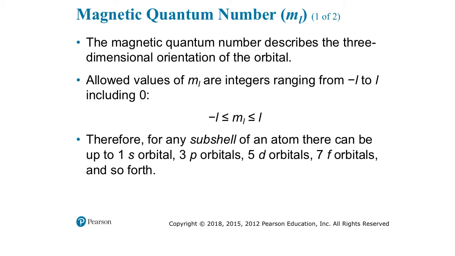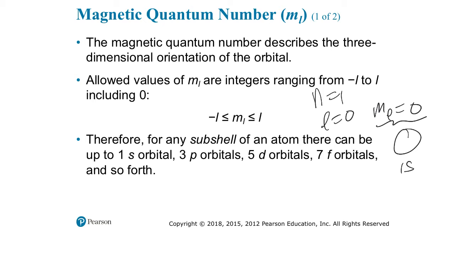The magnetic quantum number is telling us the number of orientations that are possible for each of the orbitals. The range of m sub l values tells us this information. So we go from minus l to plus l, including 0, and all integers between. And so if we go back to picturing n equals 1, l equals 0, when l is 0, the only possible m sub l is 0, so there's only one projection of the s orbital. There's only one s orbital. Therefore, in any subshell of an atom, there can be 1 s, 3 p's, 5 d's, 7 f's. Can we show this?